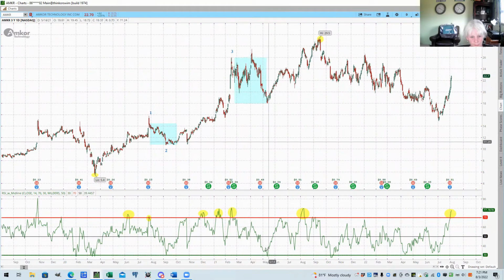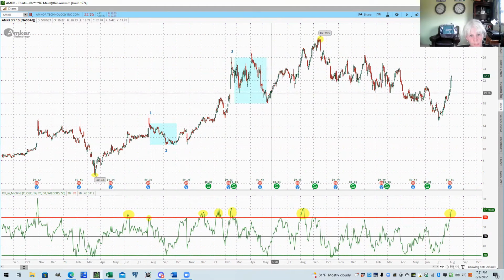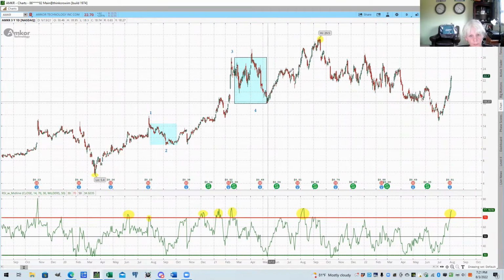So you look down here, the RSI is way down here. So this is the beginning, or I'm sorry, this is wave 4 right here. And so the final wave is wave 5.